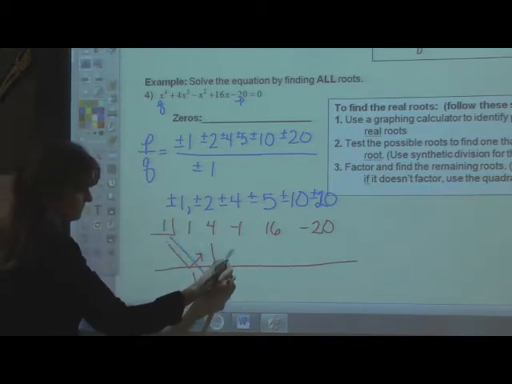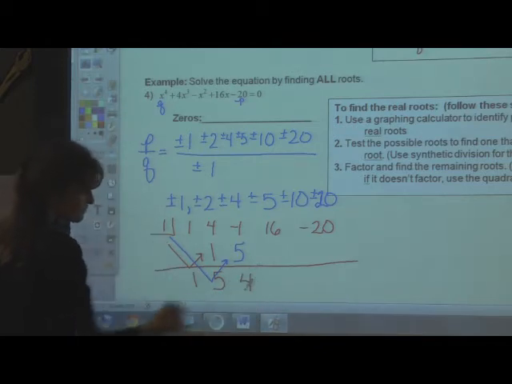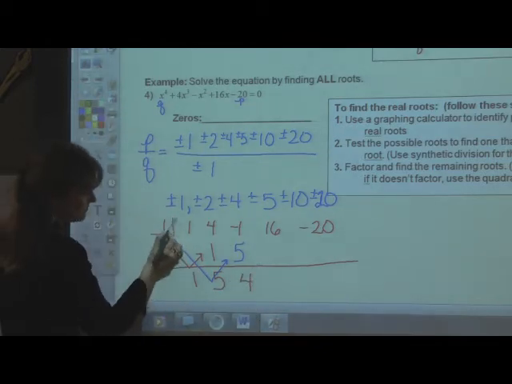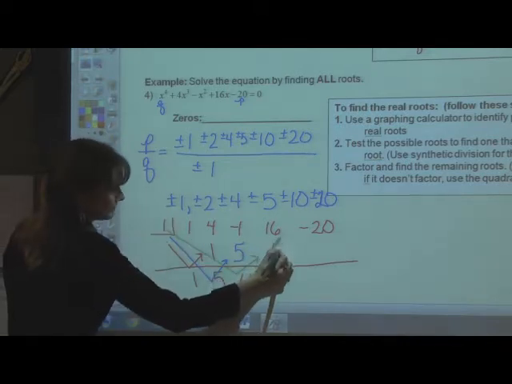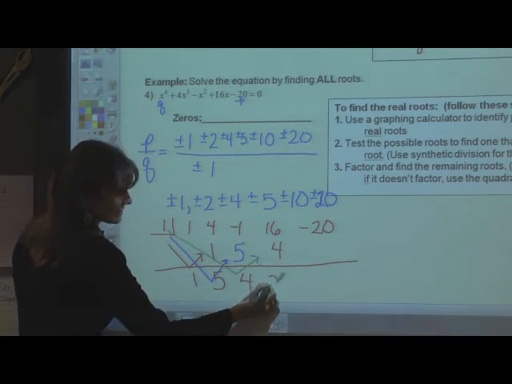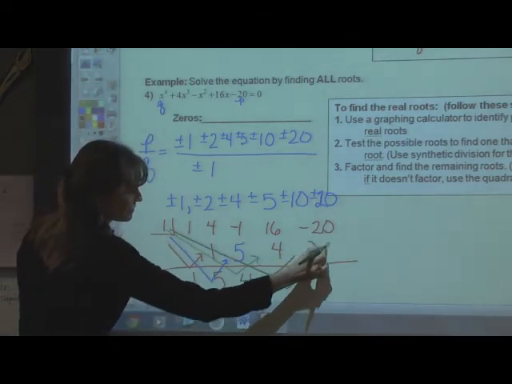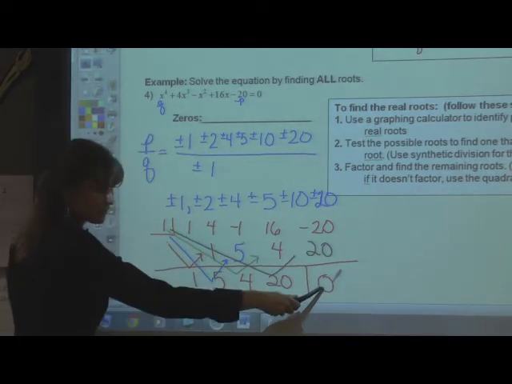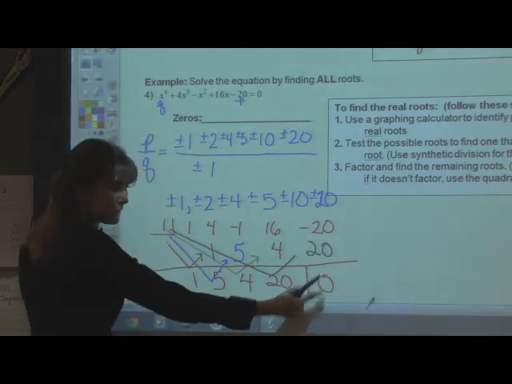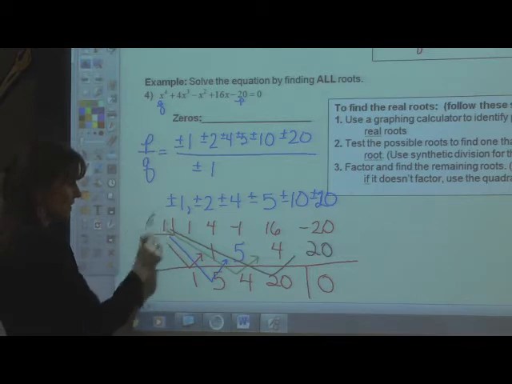Next step, 5. Answer's 4. Next step, 4. Those two things added together give me 20. Last step, 20. And awesome. Do you see how I get a 0 remainder here? If the remainder is 0, then we know that, yes, I just picked correctly. 1 is one of my zeros.